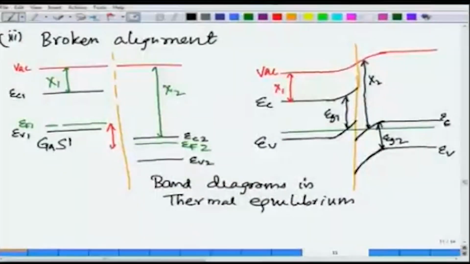Let me give you this example of this material also, which we are talking about here. This could be gallium antimonide, and this material could be indium arsenide. This is the broken type band diagram which I was trying to show you.